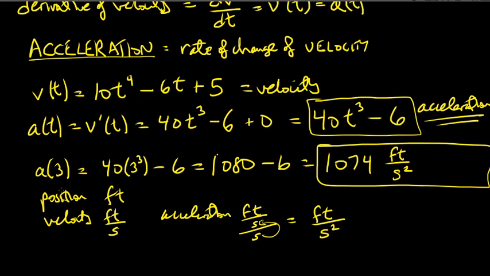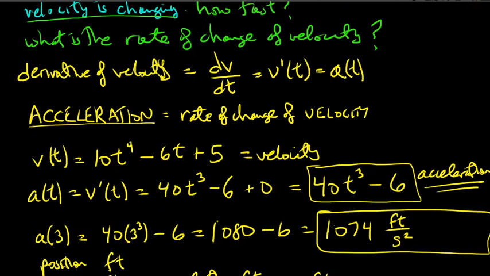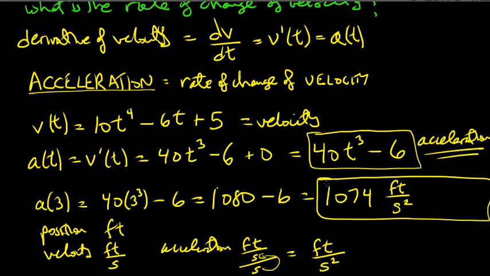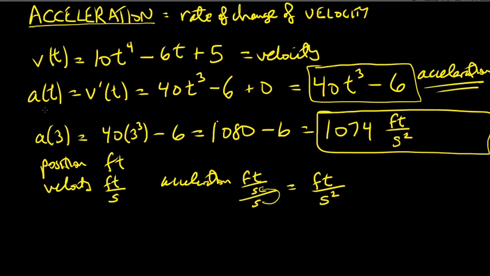In other words, after 3 seconds, whatever the velocity was after 3 seconds, it was 797, then the next second, you're going to be going about 1,074 feet per second faster. So every second that goes by, this is how fast your speed is increasing. Again, at that instant. The derivative is a local thing. It only applies very close to that time period, that 3 seconds. Okay. Because the fact is the acceleration is also changing.